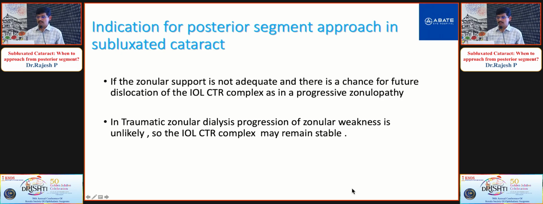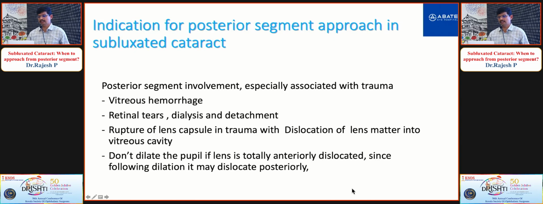In traumatic zonular dialysis, maybe that is one situation where the CTR is going to be very helpful, because in trauma, most of the time the zonular dialysis does not progress. It is a one-time insult, and so that is probably one situation where a CTR is going to be helpful. But at the same time, you should understand that trauma can be associated with many posterior segment pathologies.